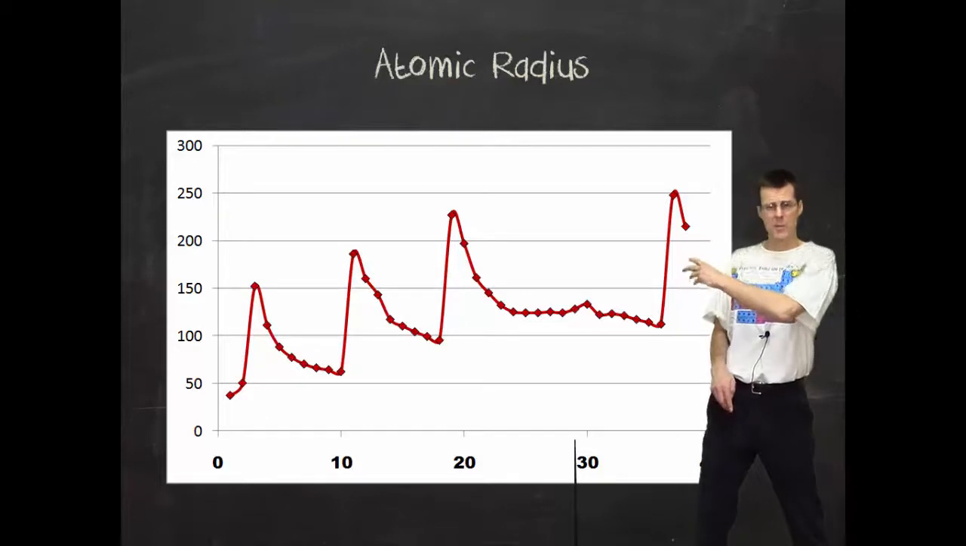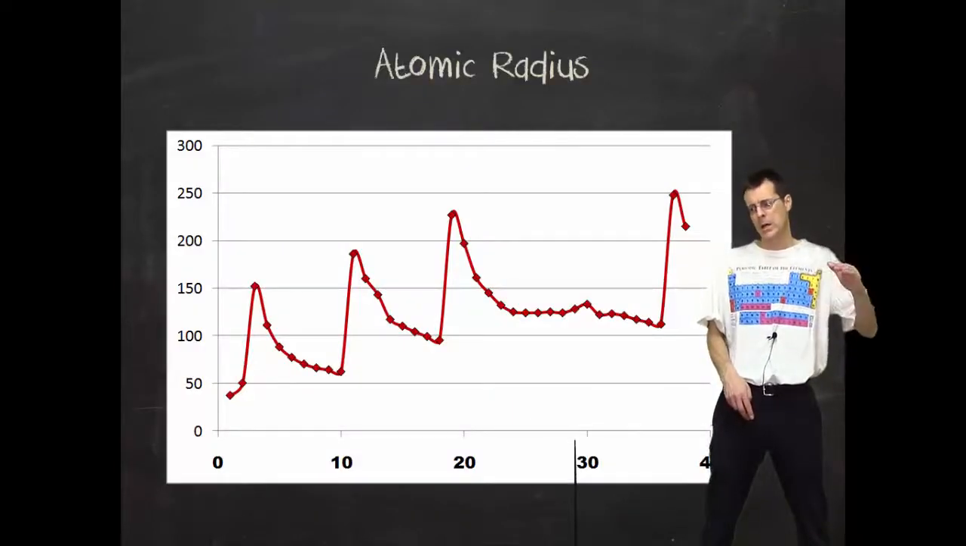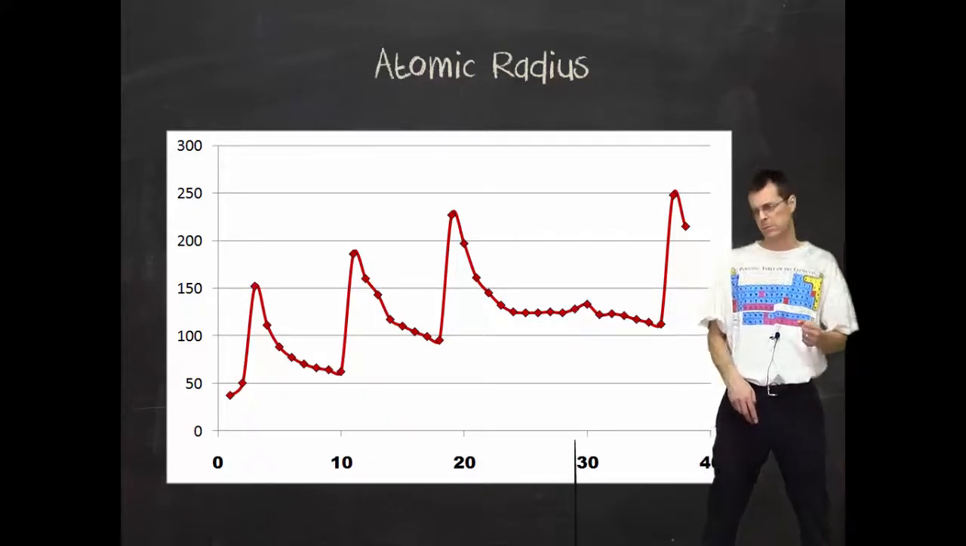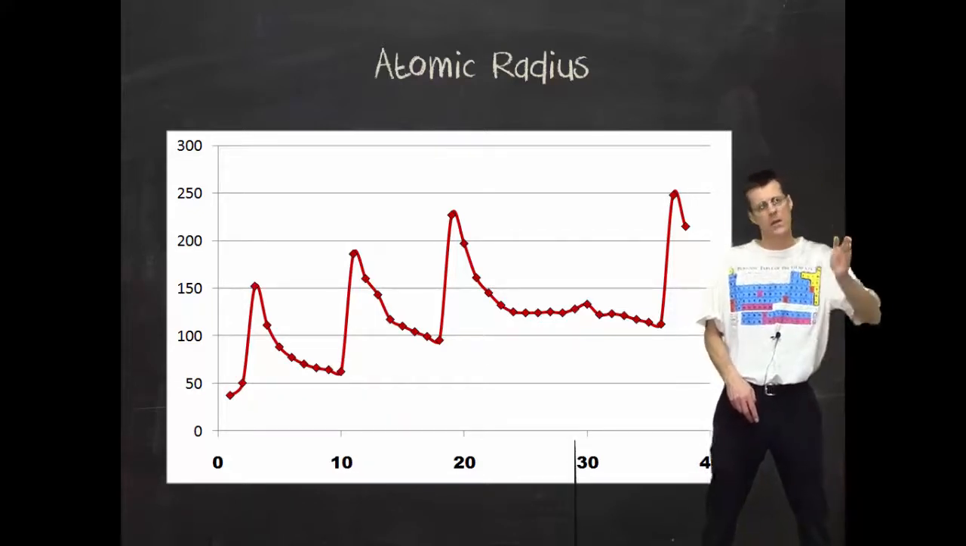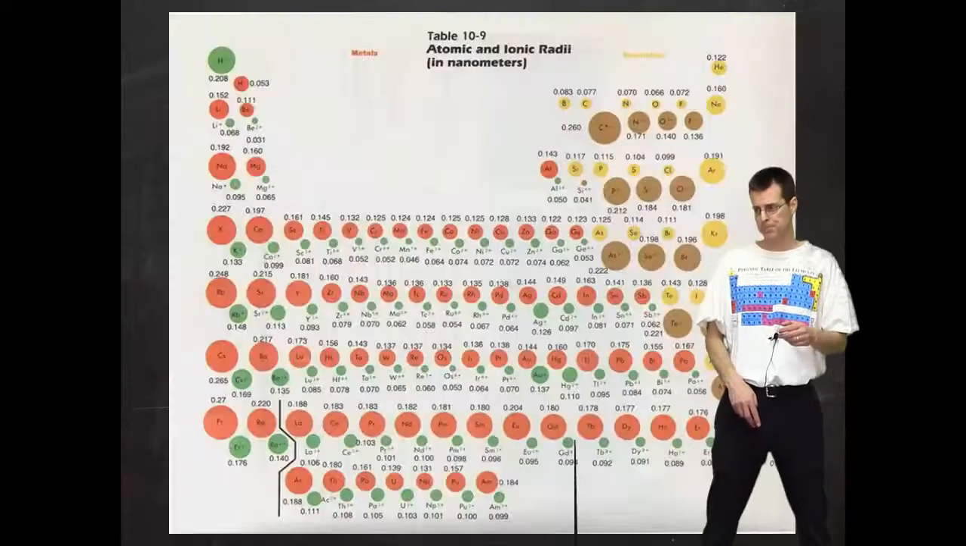And you'll notice there are a couple of little hiccups along the way, but generally speaking, as I go across a row, that's the main U shape, or whatever shape that is, that curve downward. That's the left to right part.